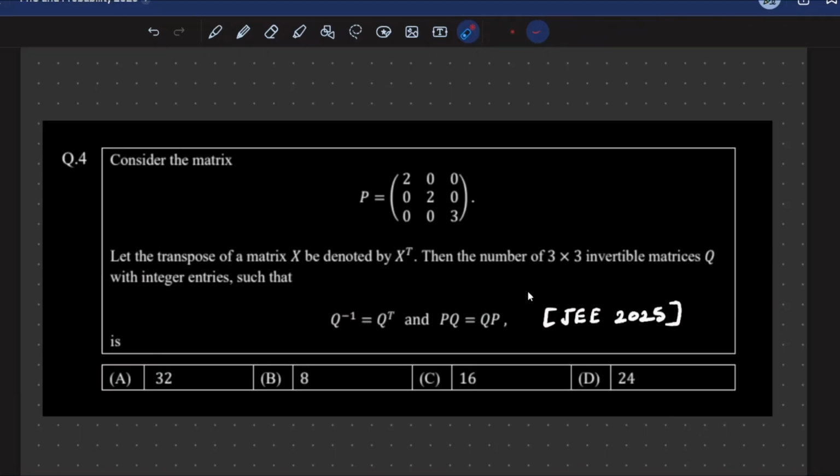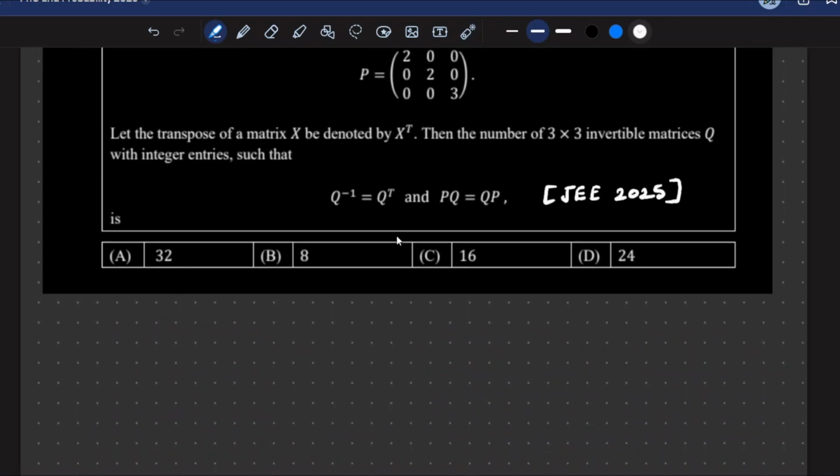Okay, so here we have the next question. It is based on the concept of PnC and matrices, primarily PnC. So we have been given a matrix P and we have to find the number of 3 by 3 invertible matrices Q with integer entries such that these two conditions are satisfied. Okay, fine. So the problem with questions relating to matrices is that the approach is not definite. You need to practice more and more in order to get an intuitive approach, right?